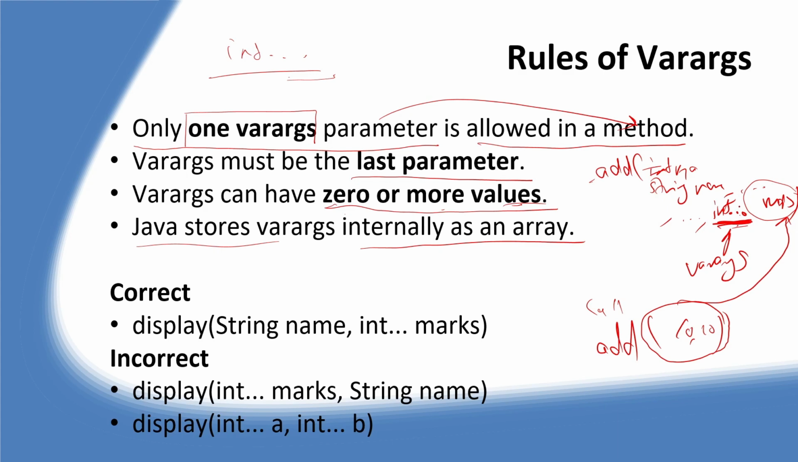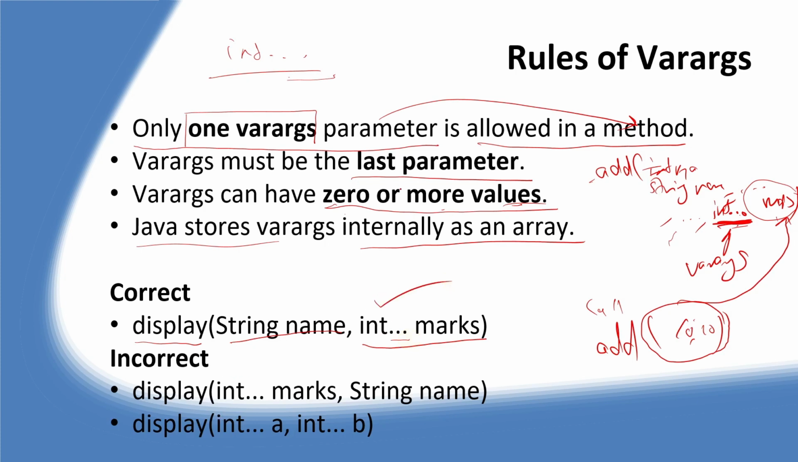We have seen in the example, right? This value will get stored in the array, and we are iterating through that array and printing. I hope you remember. Then these are the examples, correct and incorrect. So this is the method name. This is the first parameter. This is the last parameter. Three dots they are using. Correct. But these are the examples of incorrect.